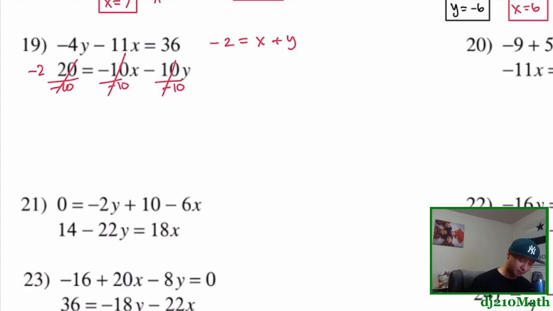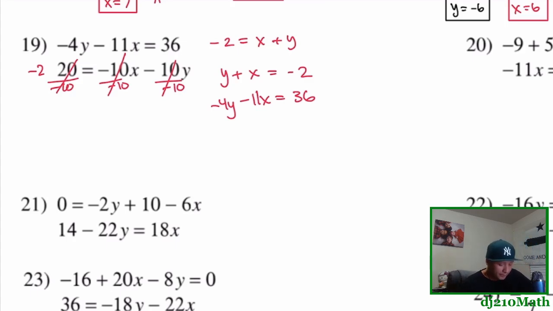All right. So look, I'm going to put the -2 on the right. I'm just rewriting it again because I want it to line up with the things on top. I'm going to put y first. So y plus x equals -2. All I did was rearrange the terms. Now I'm going to rewrite the top equation: -4y minus 11x equals 36.